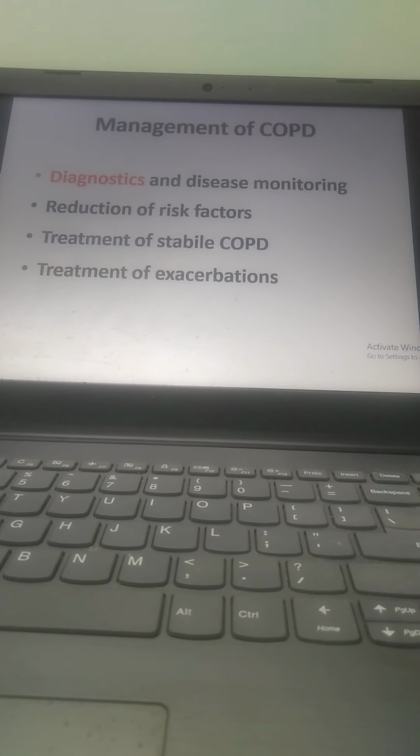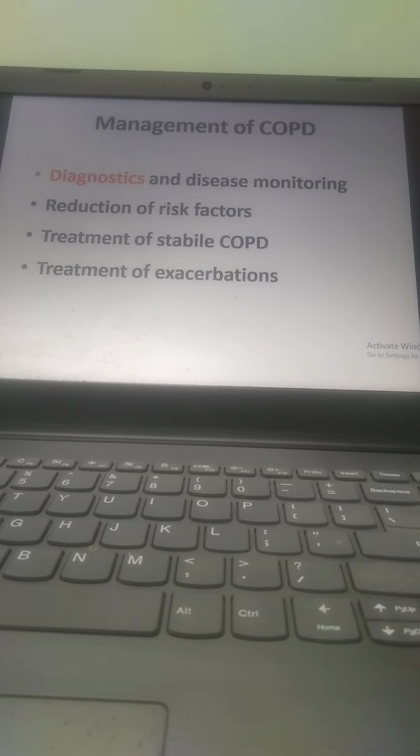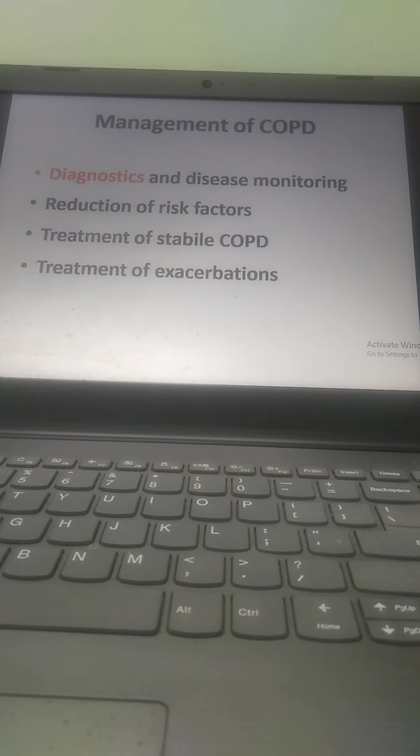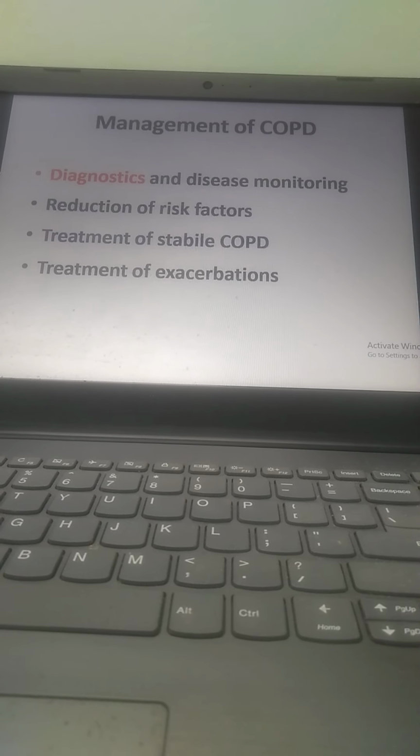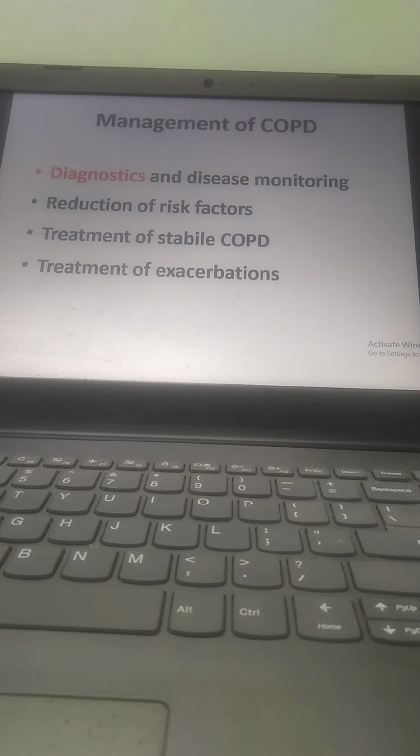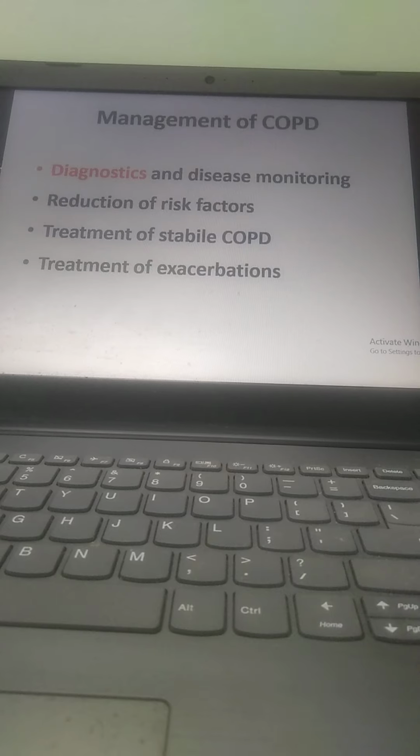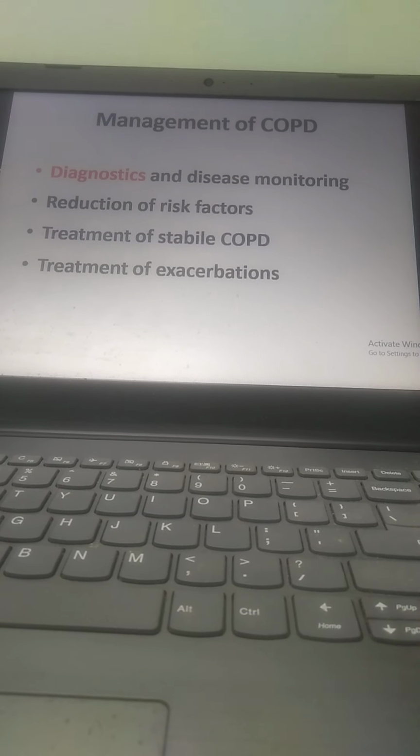Now, management of the COPD. First of all, we have to have the diagnostics and disease monitoring. That is very important. Diagnosis is very important. Reduction of the risk factors. Treatment of the stable COPD. Treatment of the exacerbation. These are the four points which are in the management system.